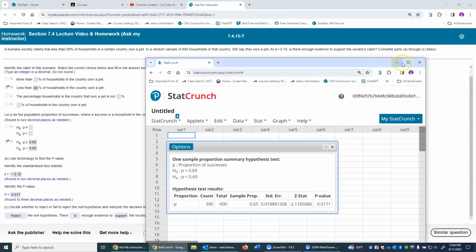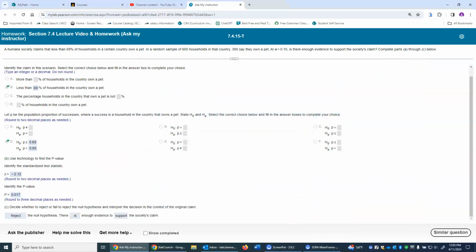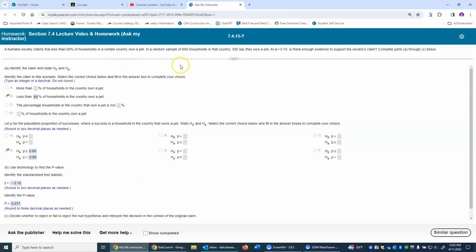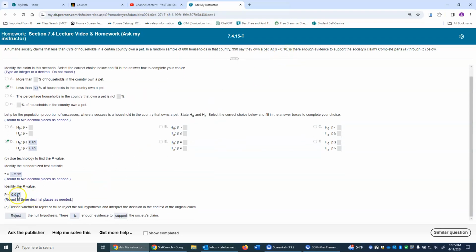And let's see, there is this last part here. Decide whether to reject or fail to reject. You'd have to compare the p-value to alpha. So the p-value is 0.017. What was alpha up here? Alpha is 0.1. So the p-value is less than alpha, and we are doing a left-tail test. It said reject and all.